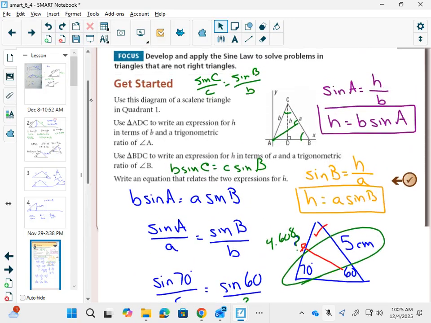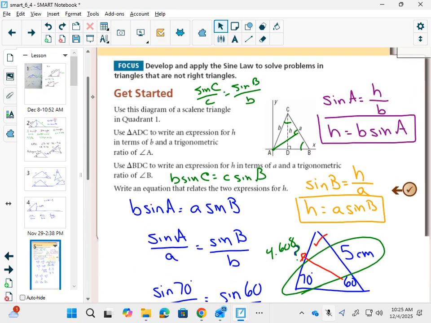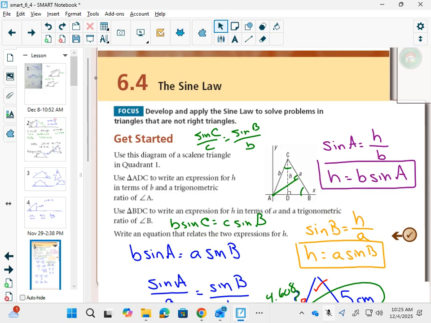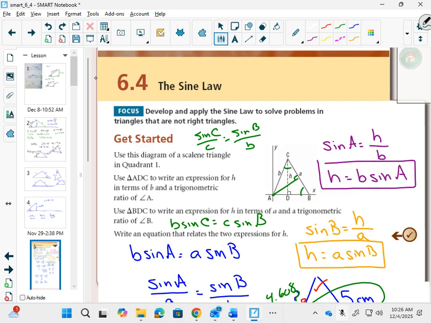What is also cool about this is it creates for us a new area formula. What is the area of a triangle? Right, you already have this memorized. One half base times height. Okay?